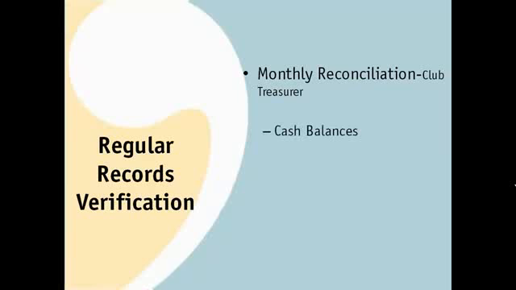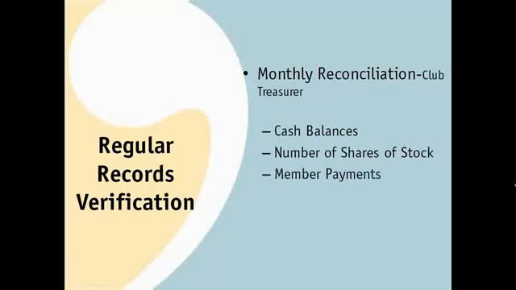So there are several types of regular verification that should go on in your club. Each one is a little bit different, but they all interrelate. For example, every month your club treasurer should do a monthly reconciliation. This should go very quickly. They just need to confirm that cash balances and number of shares of stock agree with your brokerage statement. And they should have you confirm that your member payments were recorded correctly. A brief report on these things should be part of the treasurer's report at your club meetings.